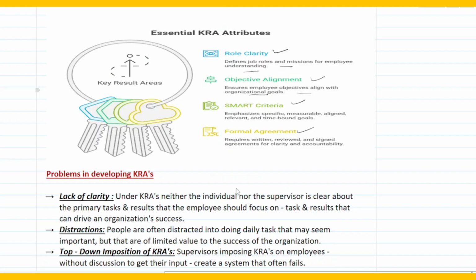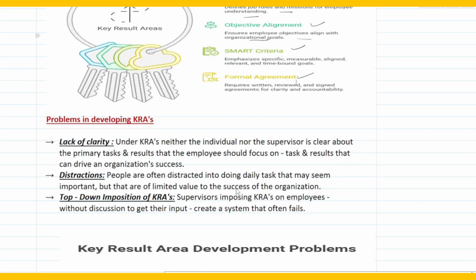Fine. Now, what are the problems in developing KRAs? First of all, there is a lack of clarity. Under KRAs, neither the individual nor the supervisor is clear about the primary task and results that the employee should focus on, task and results that can drive an organization structure. So the problem is there is a lack of clarity when I talk about KRAs. That's why you basically define the roles explicitly, right? So both, as far as the role is concerned and the task and results are concerned, there's a lack of clarity.